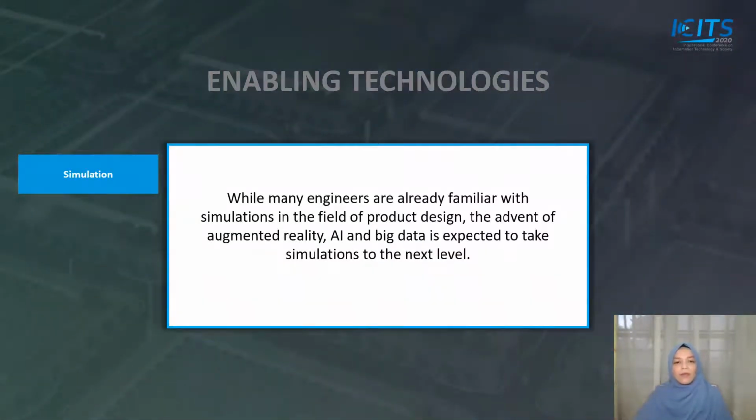Simulation. While many engineers are already familiar with simulations in the field of product design, the advent of augmented reality, artificial intelligence, and big data is expected to take simulation to the next level. It will be possible to simulate manufacturing processes using different production settings to find the optimal way to manufacture a product. Simulations can also be used to test product usage under different operating environments using different types of material.